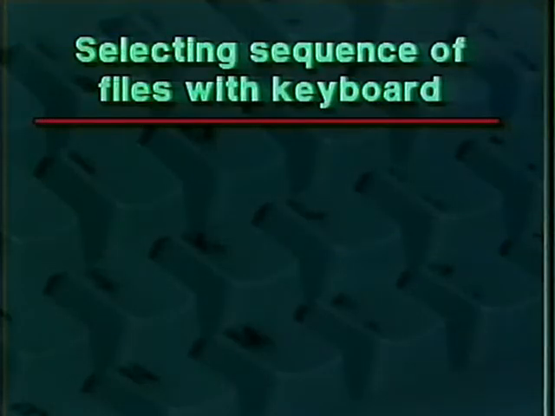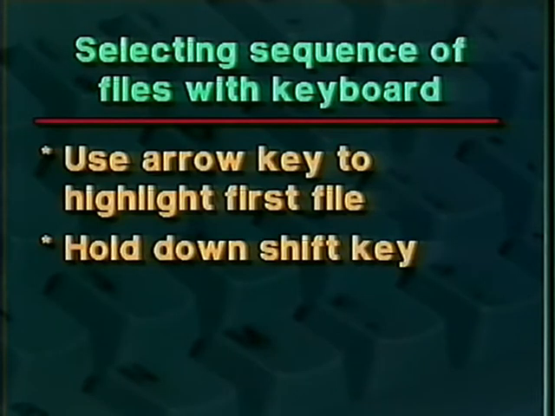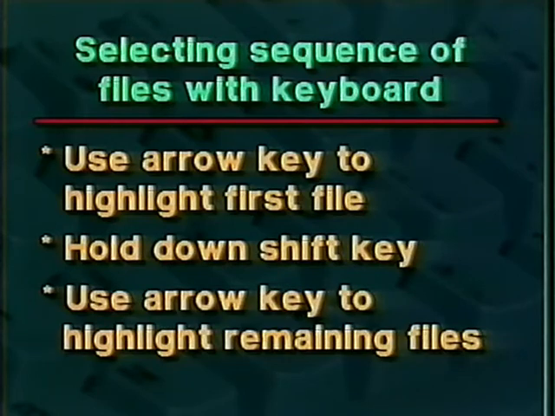To select a sequence of files with the keyboard, use your arrow keys to select the first file. Then, while holding the Shift key, use your arrow keys to select the remaining files in the group.